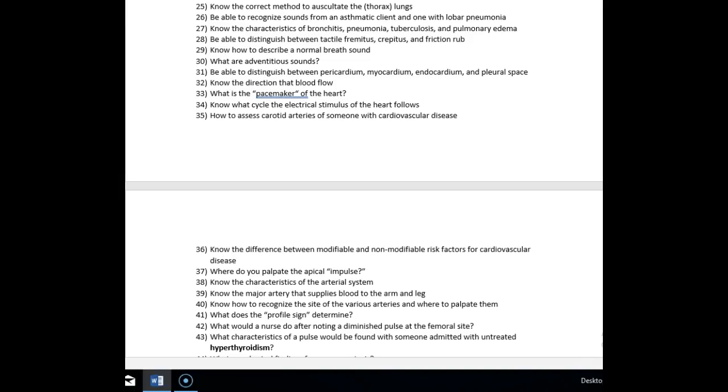Know the correct method to auscultate. Most of the people I've discussed different things with... I think I skipped something. Okay, question 25 says know the correct method to auscultate the thorax and the lungs.